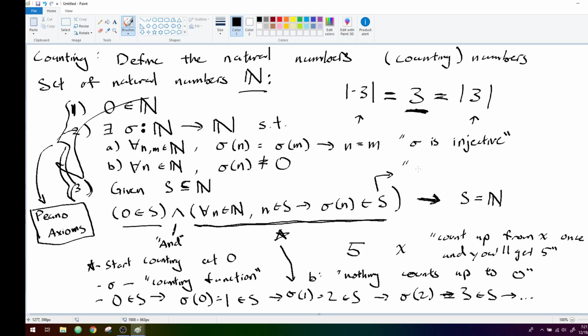S is really the set of all things that we can get by starting from 0 and successfully counting up by 1. So, the set of all numbers that I can reach eventually by starting from 0 and continuing to count up by 1. Well, that's exactly how we want to capture what the counting numbers are. And so we introduce axiom number 3.